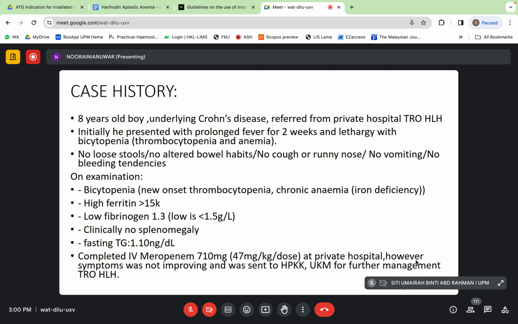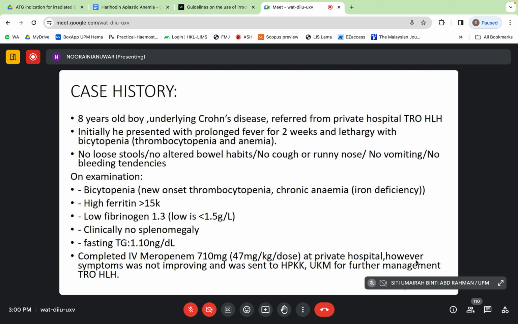Initially, he presented with prolonged fever for 2 weeks and lethargy with bicytopenia, mainly thrombocytopenia and anemia. Otherwise, no loose stool, no other bowel habit change, no cough or runny nose, no vomiting, no bleeding tendency. On examination, the patient had new onset thrombocytopenia with chronic anemia. Previously, the patient had a history of multiple admissions to the private hospital because of anemia, and during that time it was commented as iron deficiency anemia.